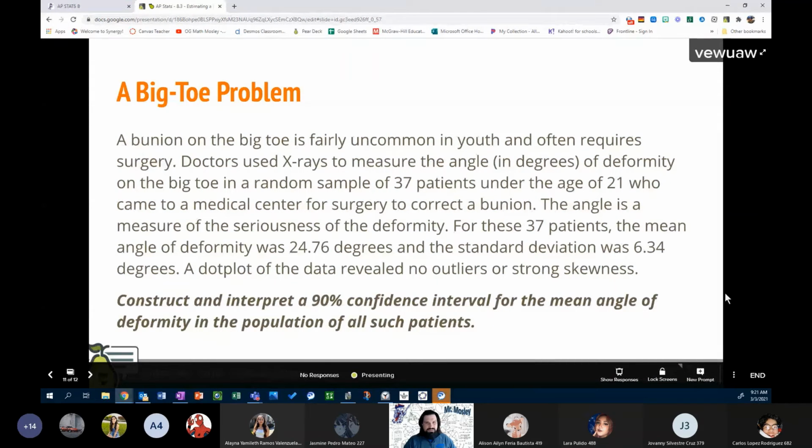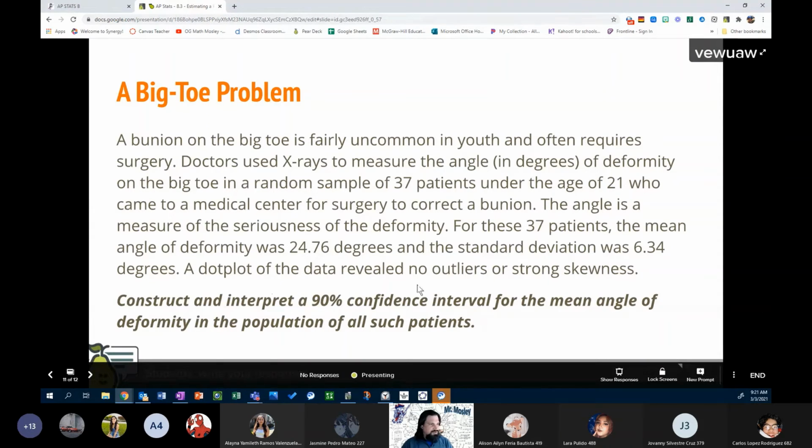All right, here's our last question for the Pear Deck here. There's a lot of context here. A bunion on the big toe is fairly uncommon in youth and often requires surgery. Doctors use x-rays to measure the angle in degrees of deformity on the big toe in a random sample of 37 patients under the age of 21 who came to a medical center for surgery to correct a bunion. The angle is a measure of the seriousness of the deformity. For these 37 patients, the mean angle of deformity was 24.76 degrees. The standard deviation was 6.34 degrees.